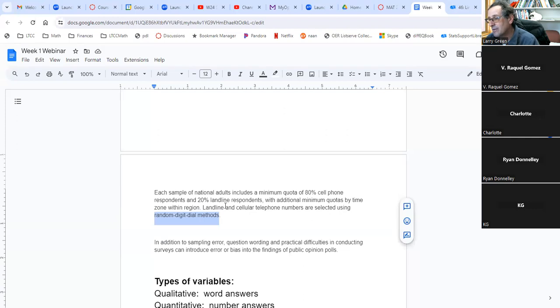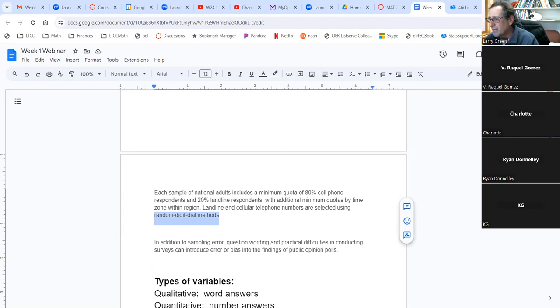Stratified means that you first decide what you want your strata to be. In this case, the strata would be the type of phone. Then you research the percent of each type. Then you multiply that percent by your 1,000 or 1,013. And then you make sure that you establish those quotas. That's how it works. So besides cell phone and landline and time zone, what are other strata that might be used that you want to avoid bias from?